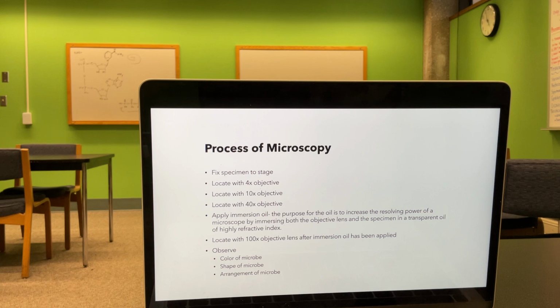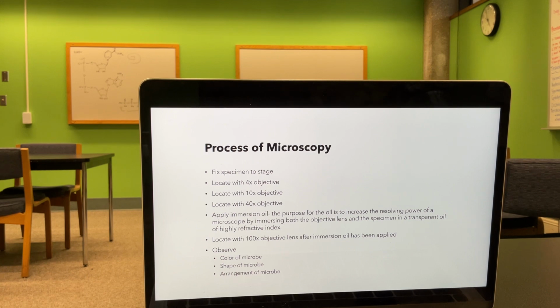And after that, we apply immersion oil to the slide, and the purpose for this oil is to increase the resolving power of a microscope by immersing both the objective lens and the specimen in a transparent oil of highly refractive index. After that is done, we'll switch to the 100x objective lens for a total of 1,000x magnification, and then we can observe the color of the microbe, which should appear pink, the shape of the microbe, which is rod-like, and the arrangement of the microbe, which is single cells.